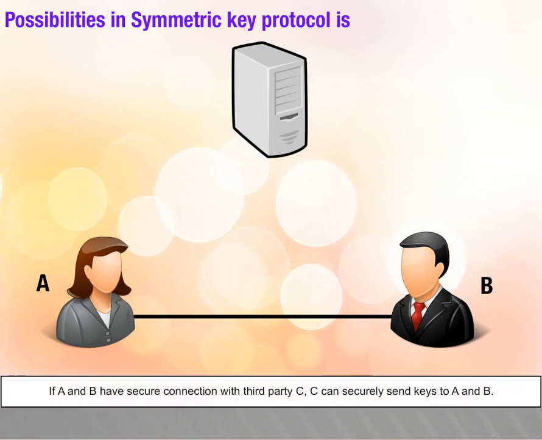If A and B have a secure connection with a third party C, C can securely send keys to A and B.